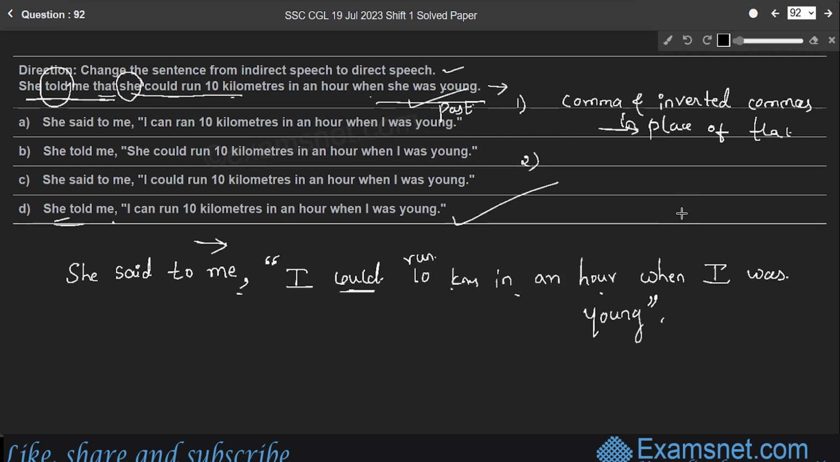She told me or she said to me. So here in option D, it is I can. Sorry, option D is not the answer. Look at option C. She said to me, I could run 10 kilometers in an hour when I was young. So option C is the right answer.